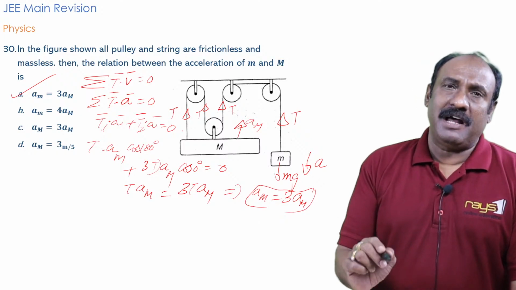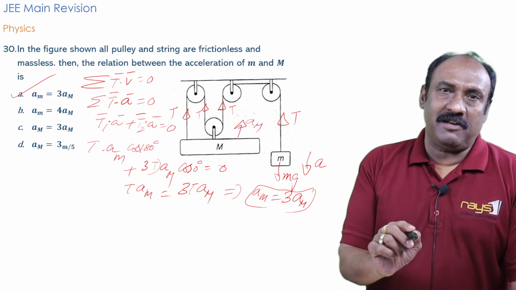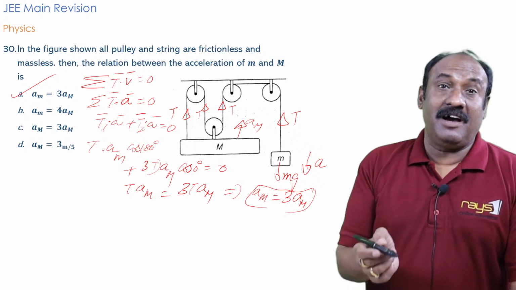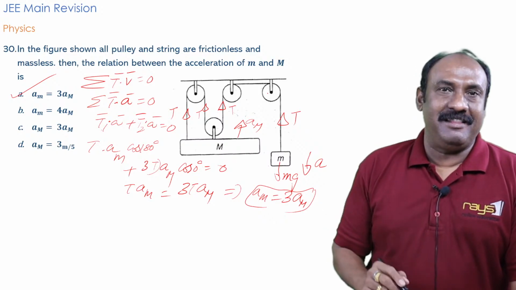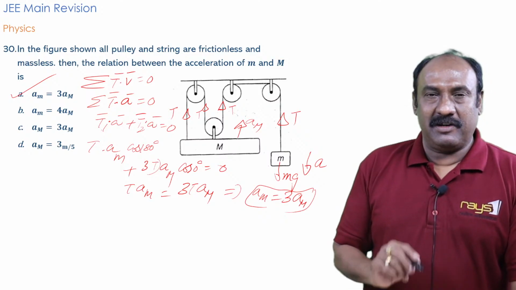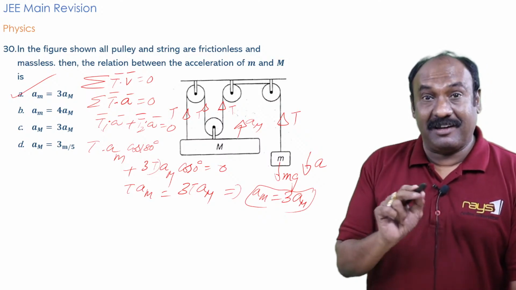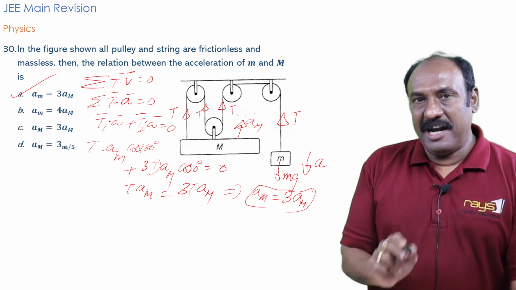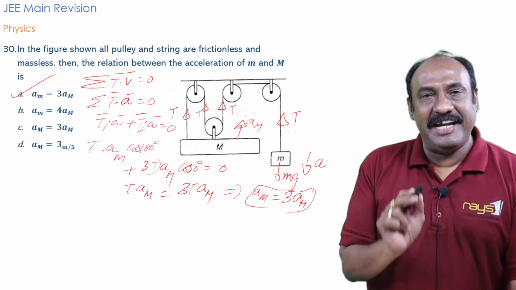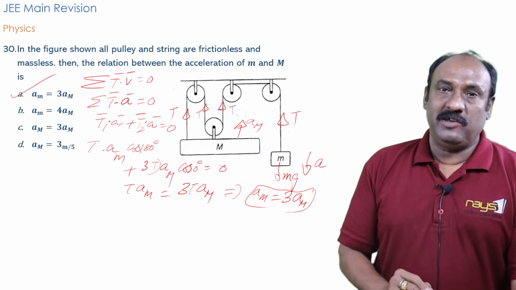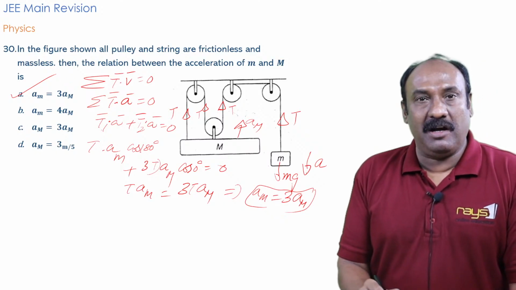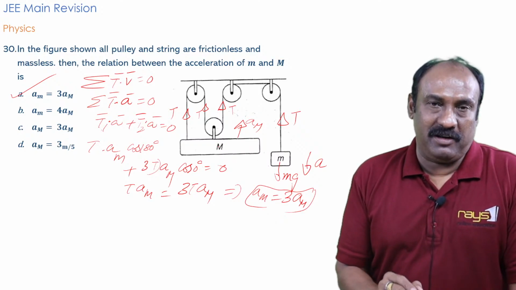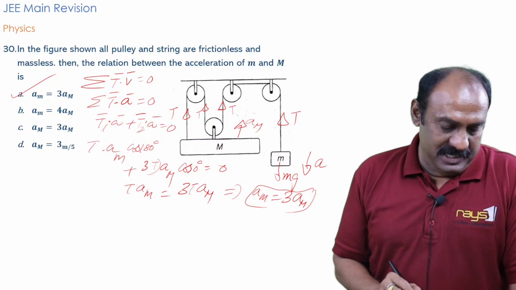Whatever may be the number of pulleys, how many blocks do you have to consider? How many blocks are in the connection, that you have to consider. Irrespective of the number of pulleys connected in such type of model problem, you have to consider only how many blocks are there. For the corresponding block, the corresponding tension is to be identified. On that basis, you can identify the relation between the acceleration of this smaller block and the acceleration of this bigger block. Okay. So for question number 30, the answer is A.